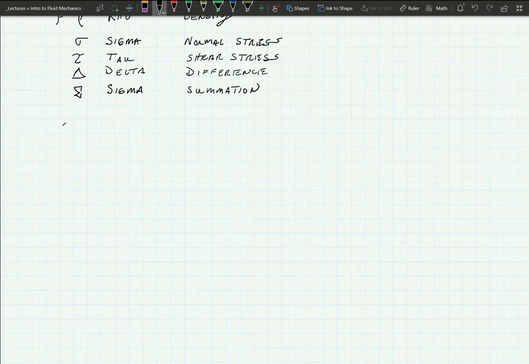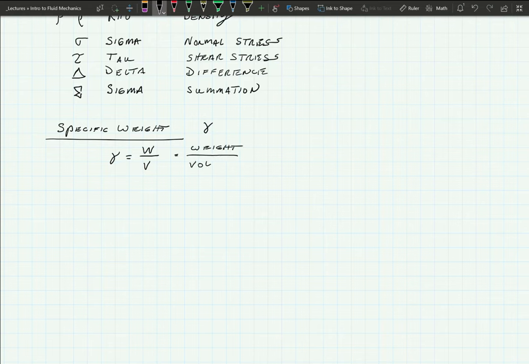All right, let's talk about specific weight. And the Greek letter for specific weight is gamma. And gamma is defined as weight over volume.